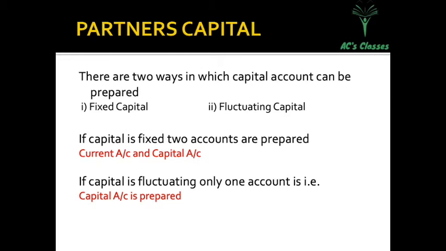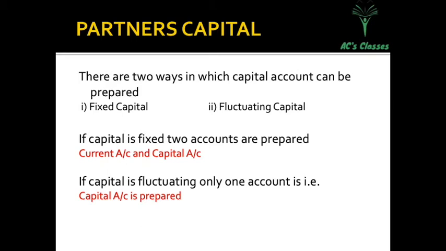In the fixed capital account method, there are two accounts which are prepared. One is called the current account and one is called the capital account. The current account records all the transactions which have been passed in the profit and loss appropriation account, and the capital account only records the capital at the beginning of the year, and if any additional capital has been invested or any money has been withdrawn from the capital, that only is recorded in the capital account.